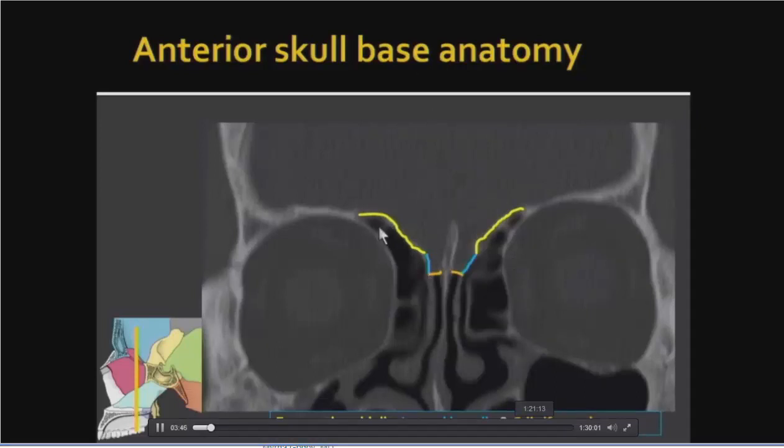So there is a classification which defines the distance between the top of the cribriform plate and the top of the fovea ethmoidalis. It's called the Keros classification. So if you're interested, you should probably mention the distance in your reports.